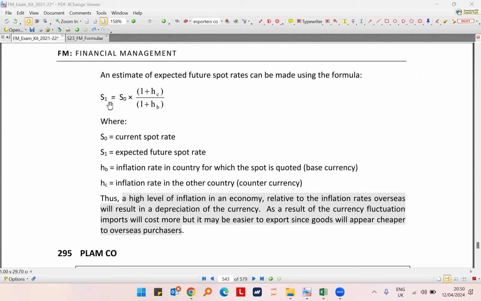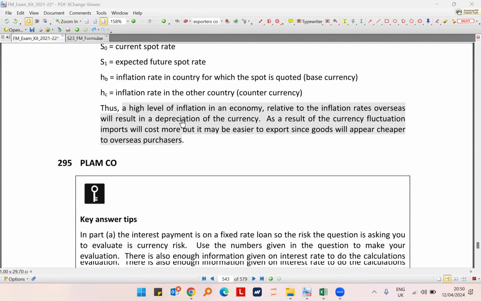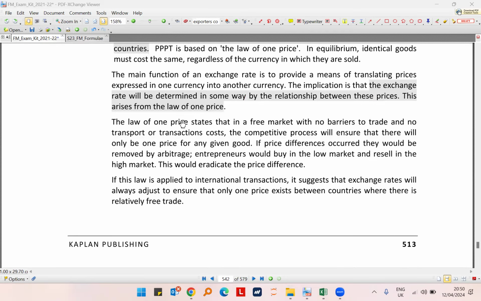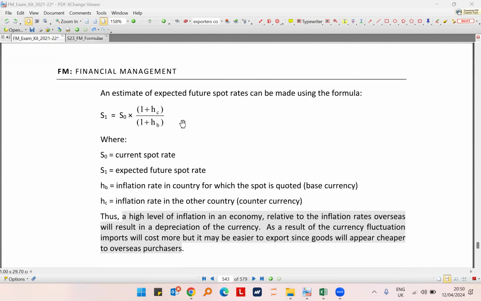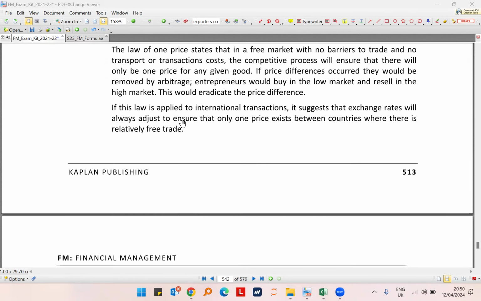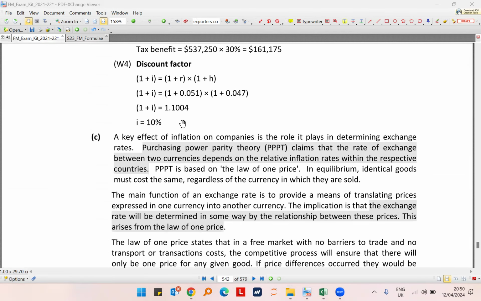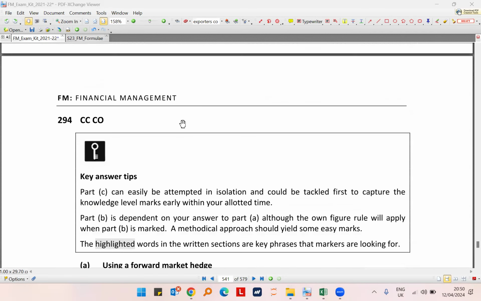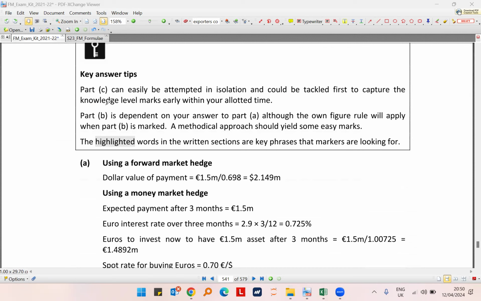So the reason why I spoke about the highlighting is that when you go to the solution that Kaplan gives, it can be so huge, and you may think that you have to present so much content to get the marks, but no. That's why they highlight some parts that they say would be most important for you to get marks in that exam. They put it here that the highlighted words in the written sections are key phrases that the markers are looking for. Understand that aspect?